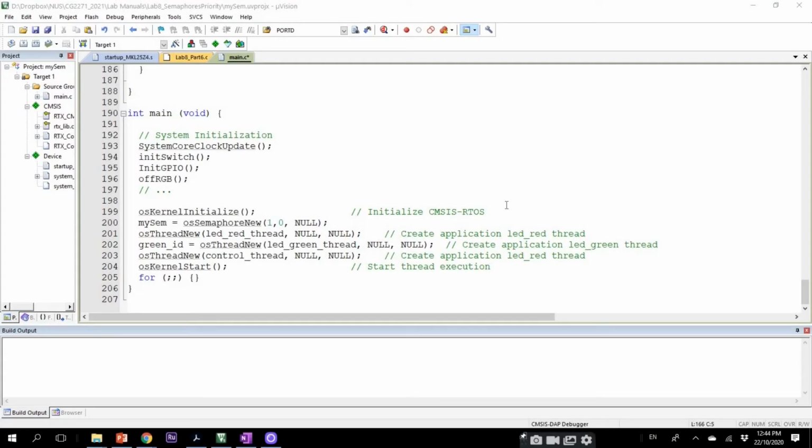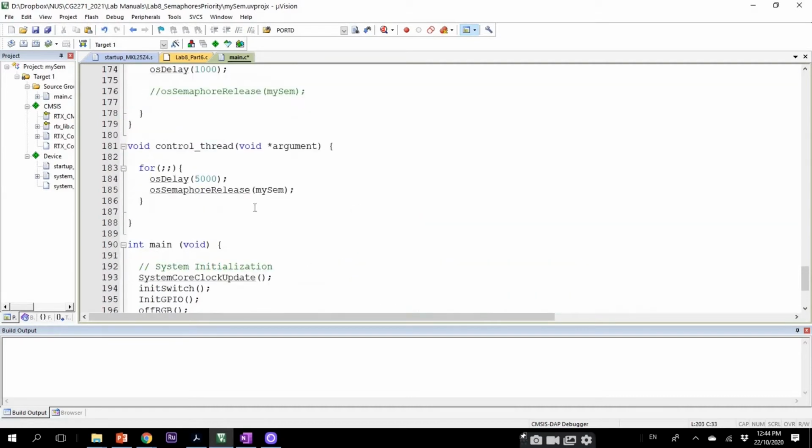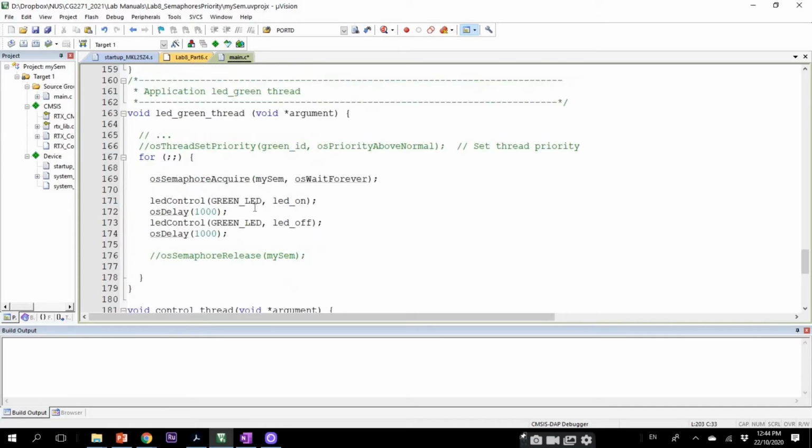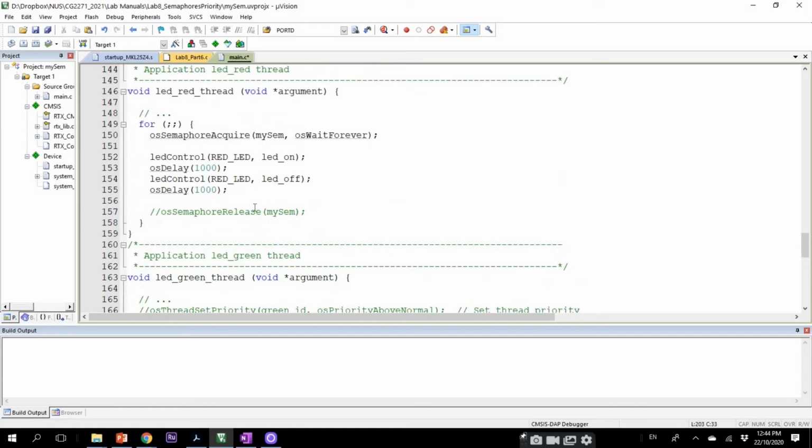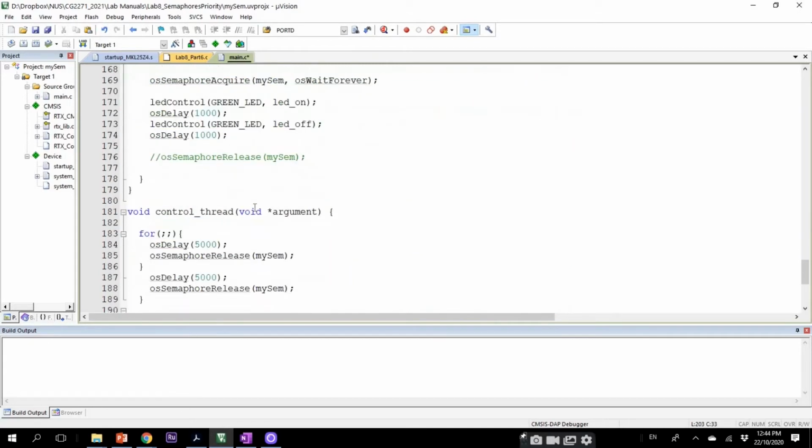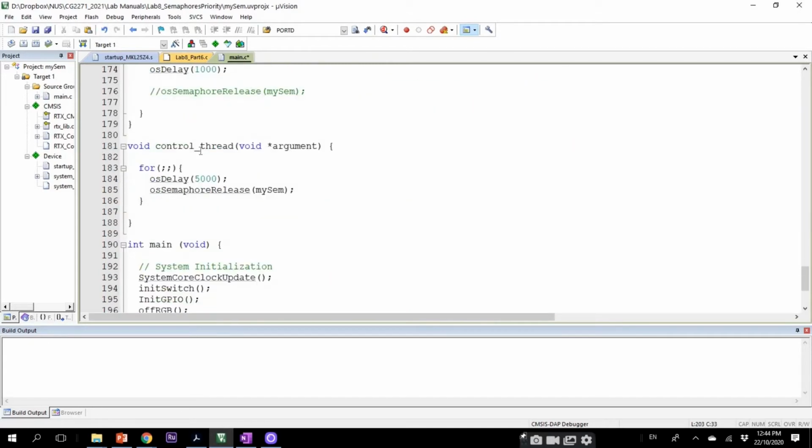In this code, we have three threads: the LED red thread, the LED green thread, and a control thread. What does the control thread do? The control thread basically releases the semaphore every 5 seconds, and the semaphore is used to control access to the red LED and green LED. Similar to the lab where we have the push button to release the semaphore, now I am replicating that behavior using the control thread. The only thing is it happens periodically every 5 seconds.